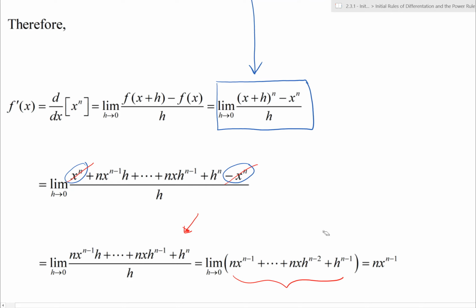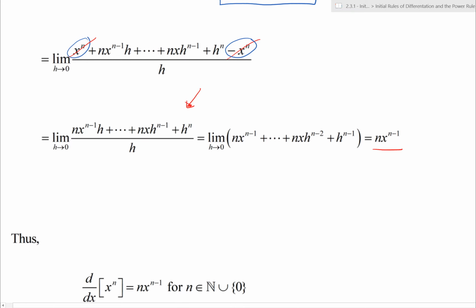And so now, because I don't have indeterminate form, I can take this limit, and every single term that has a factor of h in it, which is all of this stuff right here, that all goes to 0. And thus, I'm left with n times x to the n minus 1. And that is the derivative of the power function x to the n when the power is a positive whole number or it's 0.